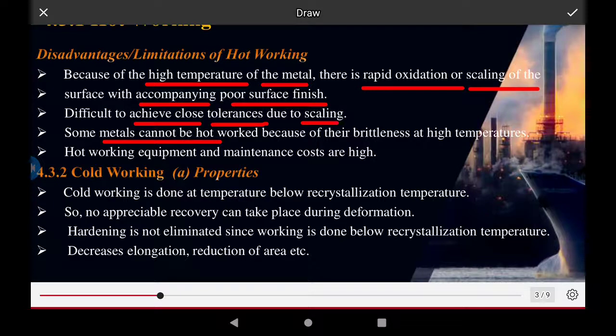Some metals cannot be hot worked because of brittleness at high temperatures. Hot working equipment and maintenance costs are high.